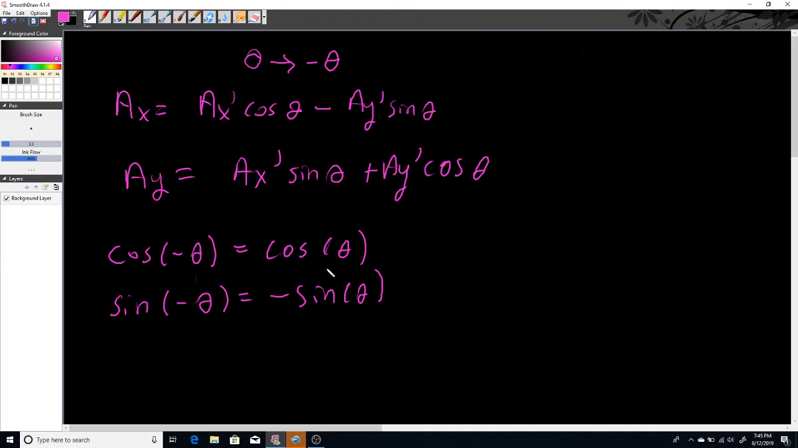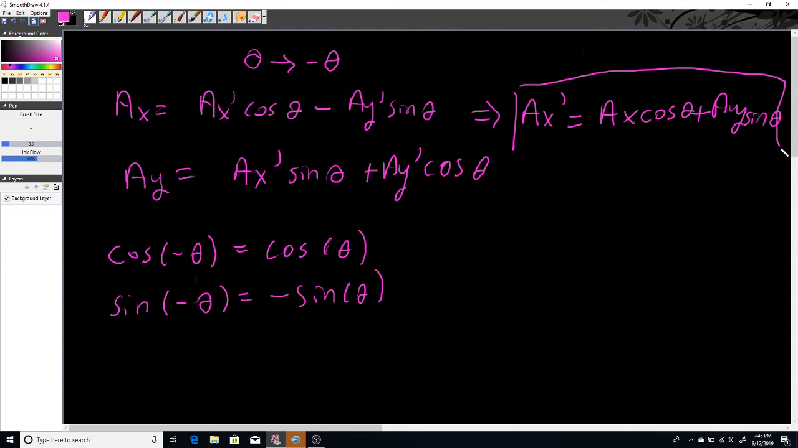So once I replace these things, this will transform into a of x prime being equal to a of x, because I'm just switching. Now the cosine of negative theta is equal to the cosine of theta, so I don't have to change anything there. And in this case, the sine of negative theta will become negative sine of theta. So the two negatives will become a positive. Plus a of y times sine of theta. So now you have an expression for a of x prime.